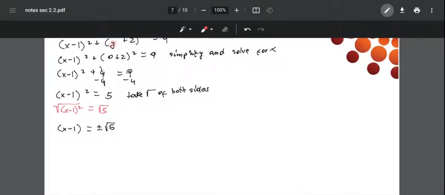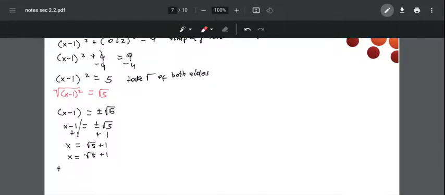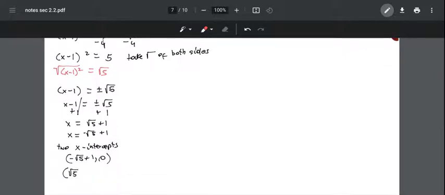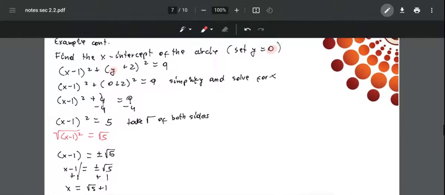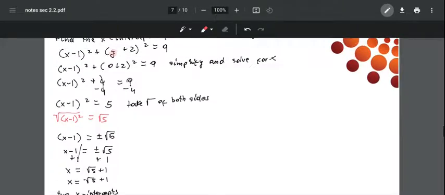Now to get the x-intercept, I would just add 1 to both sides. So one x-intercept is the square root of 5 plus 1, and the other is negative square root of 5 plus 1. So we have 2 x-intercepts: the point (-√5 + 1, 0) and the point (√5 + 1, 0). If I go back to this graph, you can see that we definitely have 2 x-intercepts. Next, we're going to find the y-intercept.